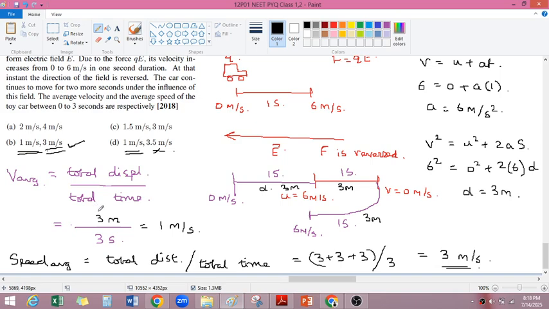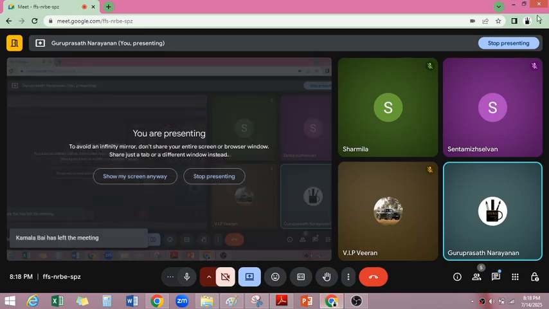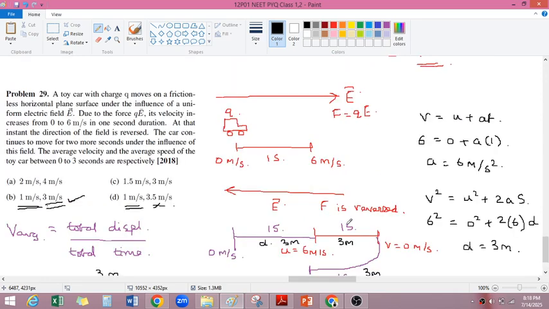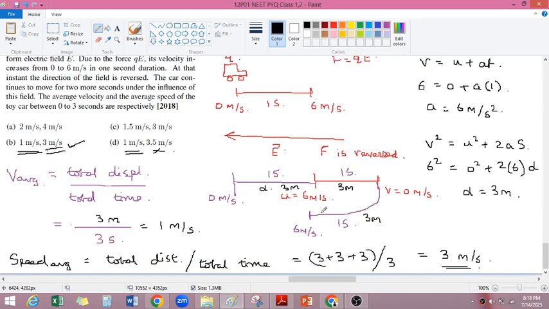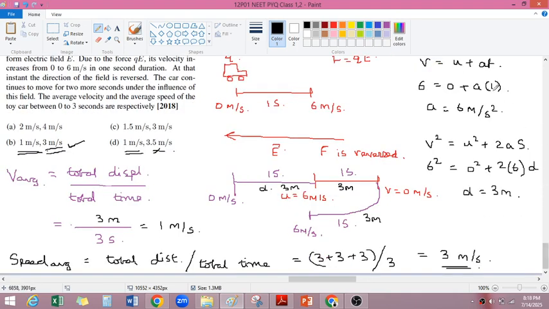Anybody having any doubts? If you have doubts, please raise it. Only if you raise your doubt. Very often they will try to combine your mechanics knowledge with electrical knowledge. So this is an example where you should know your 11th basics and 12th basics. Only then you can attend this.